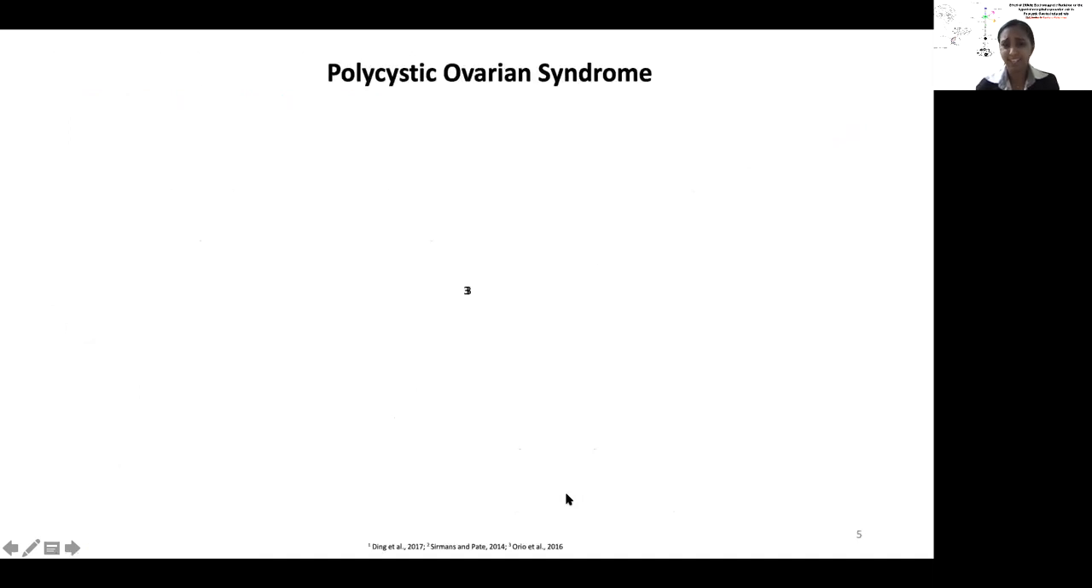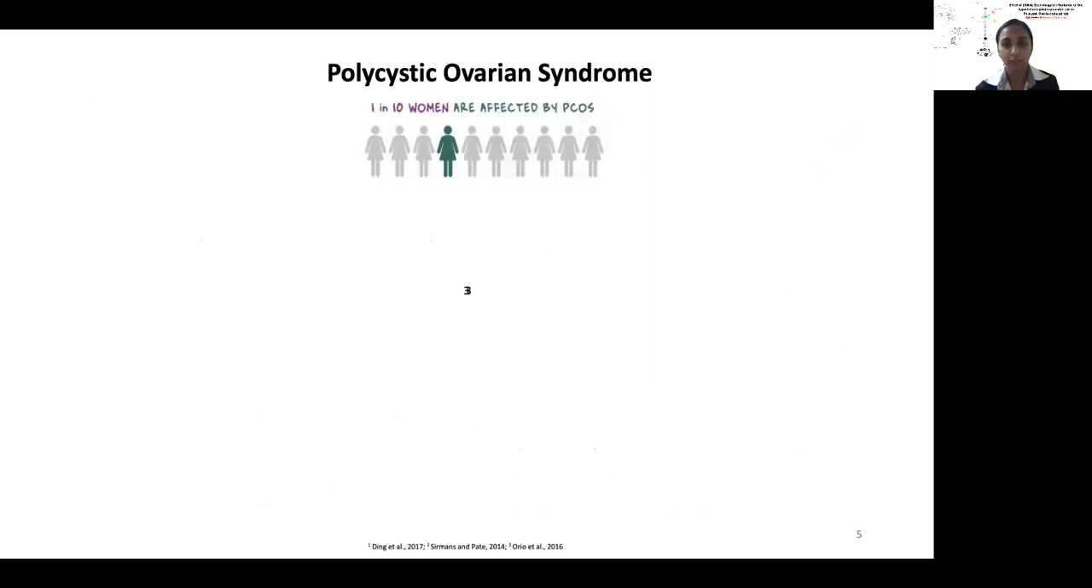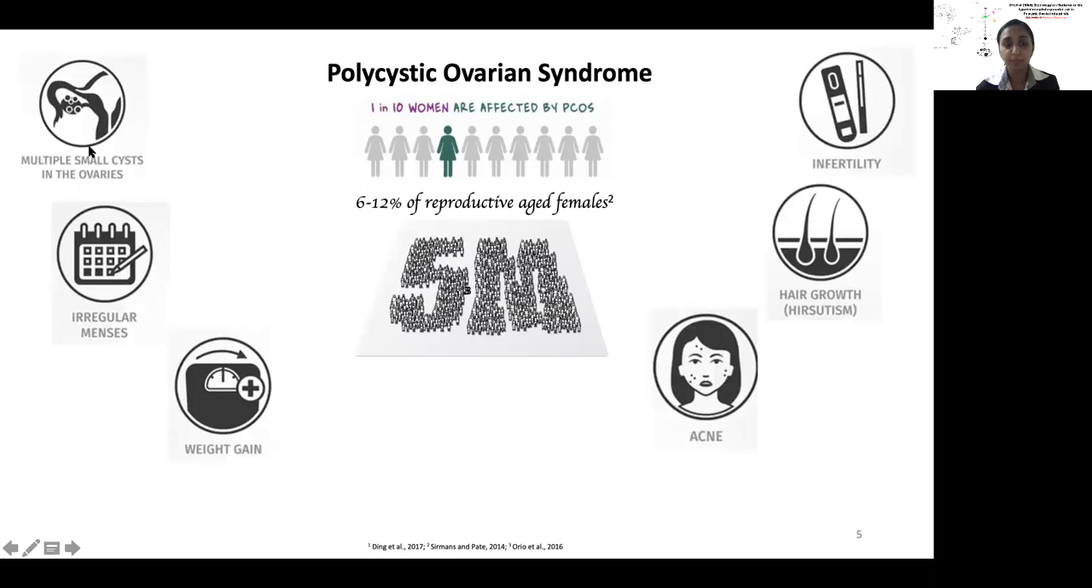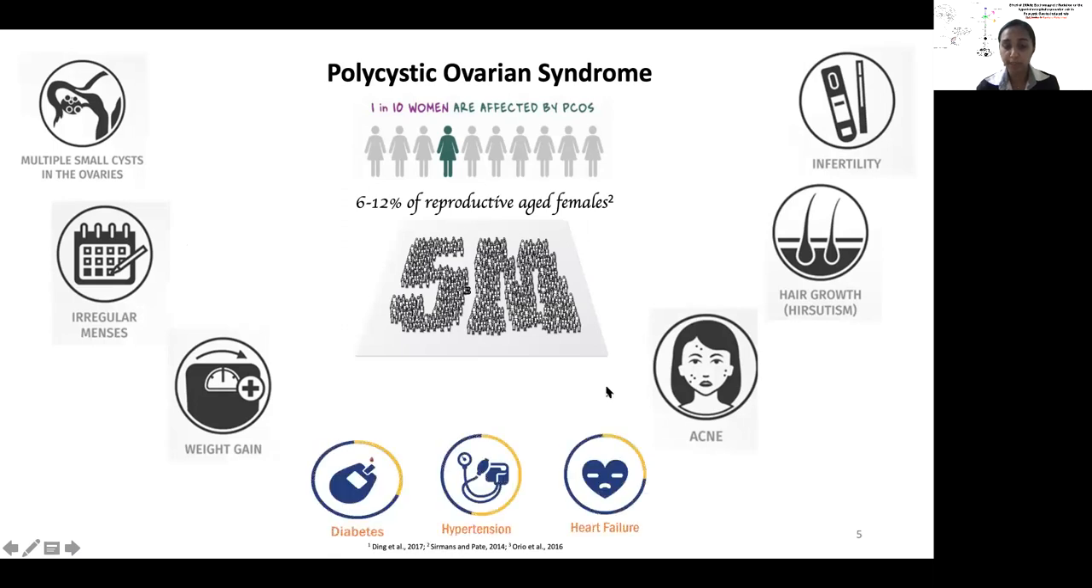Now, why exactly choose polycystic ovarian syndrome when there are so many different problems that occur in the ovary? Because 1 in 10 women are affected by PCOS. Also, 6 to 12% of reproductive age females, which means almost 5 million persons in the US, have been reported to have PCOS. And this presents with multiple small cysts in the ovaries, irregular menstrual cycles, weight gain, infertility, hair growth, and acne. It also brings about more chronic conditions such as type 2 diabetes, hypertension, and heart failure.